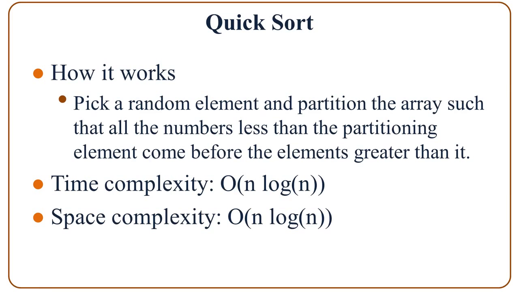What is quicksort? Quicksort is to pick a random element and partition the array such that all numbers less than the partitioning element come before the elements that are greater than it. The time complexity is O of n times log of n, and the space complexity is also O of n times log of n.